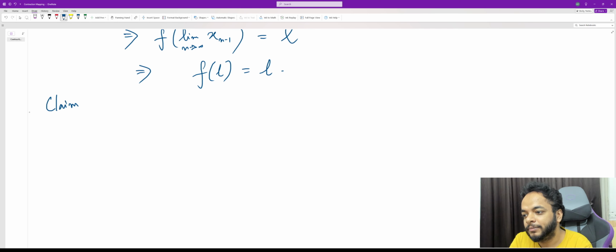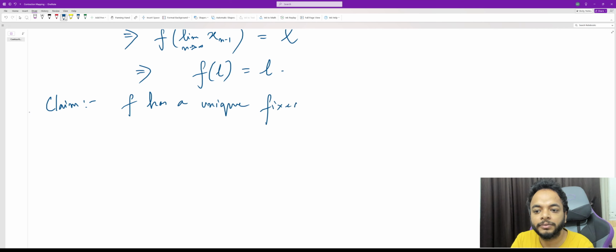So the next claim is that f has a unique fixed point. Now, just proving that it has a unique fixed point is fine, but you can also look at the interesting part: we picked any arbitrary point C from its domain, and then we fixed it and produced the sequence, and this sequence is converging to L.